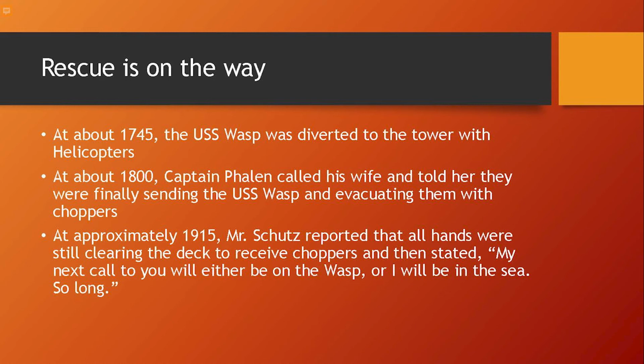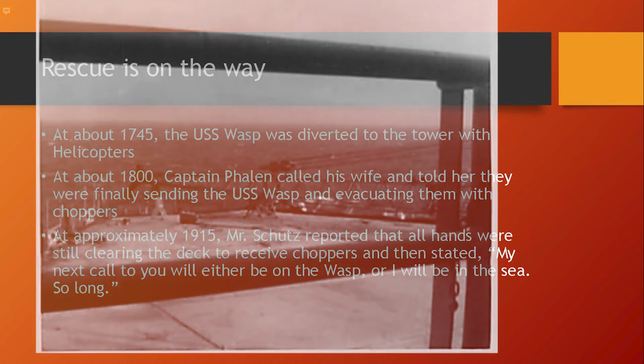At about 6 p.m., Captain Phelan called his wife again to tell her that they were finally sending the USS Wasp and evacuating them. He said safes containing classified materials were being thrown into the ocean, and everyone was working to keep the landing area clean. He told her that the waves were 35 feet and the wind was over 85 knots. The tower was breaking apart.